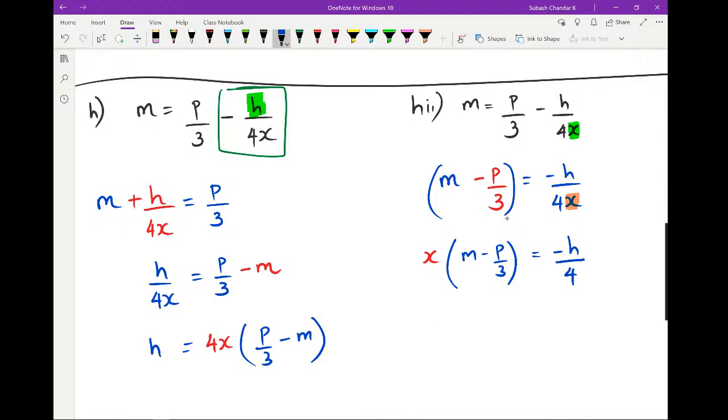So my next step is simple, because I just write x is equal to minus h over 4 bracket, that entire m minus p over 3 is going to come into the denominator.